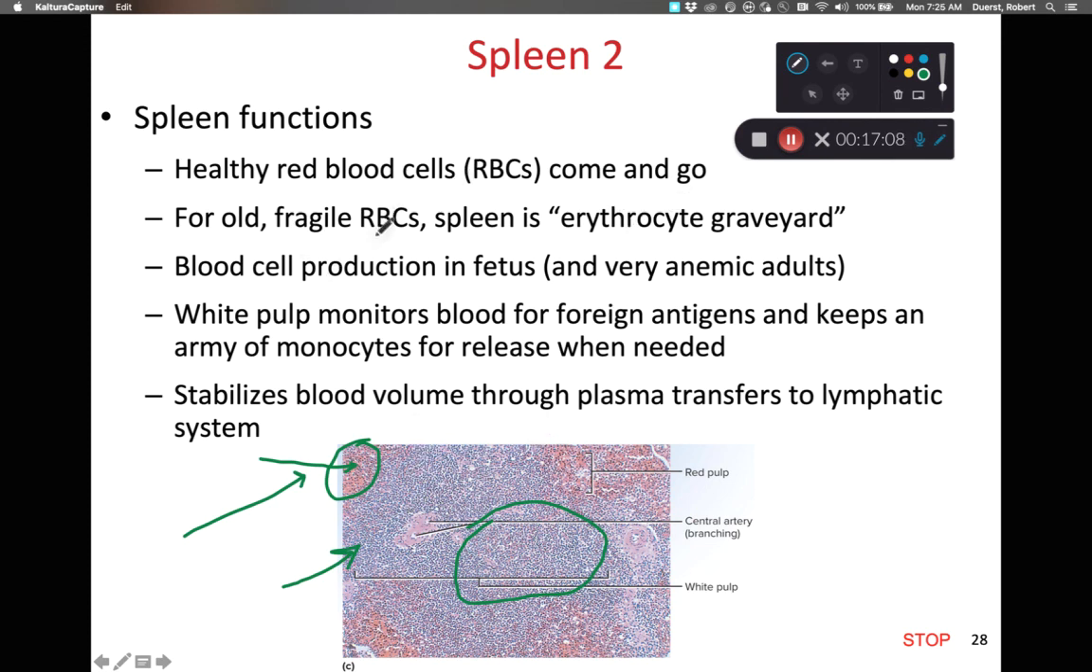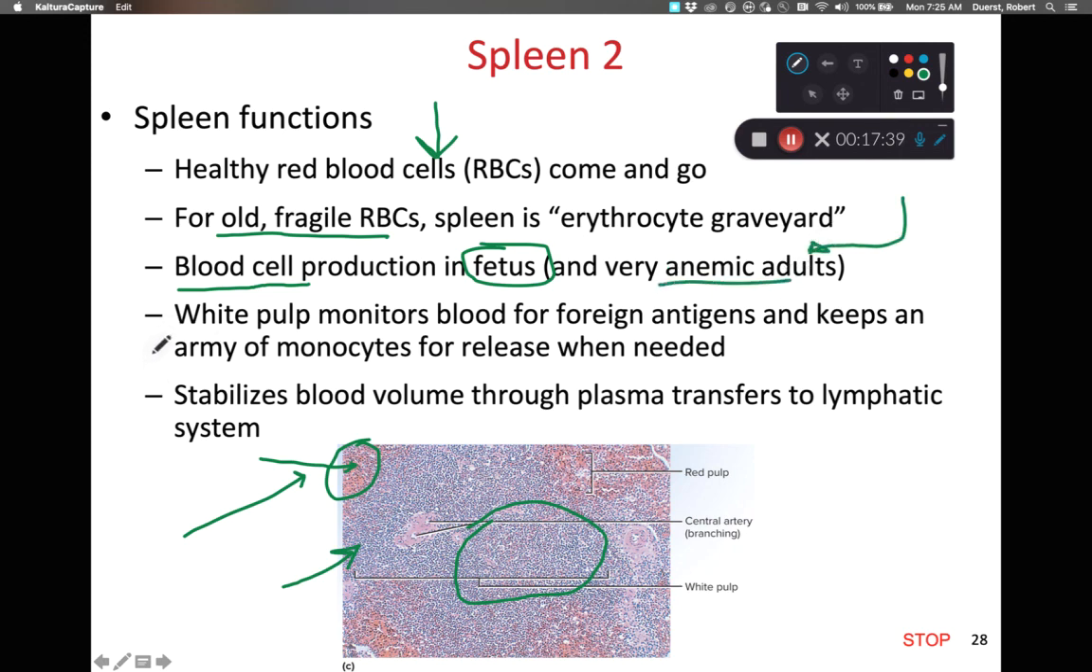Our spleen is also going to process red blood cells. Healthy red blood cells, or erythrocytes, can just go in and out of the spleen, no problem. But old, broken down red blood cells are aggregated and concentrated in the spleen so that they can be recycled and processed as we remove them from circulation. Blood cell production begins in our spleen when we are in utero, and we also have red blood cell production in the spleen if we're very anemic.